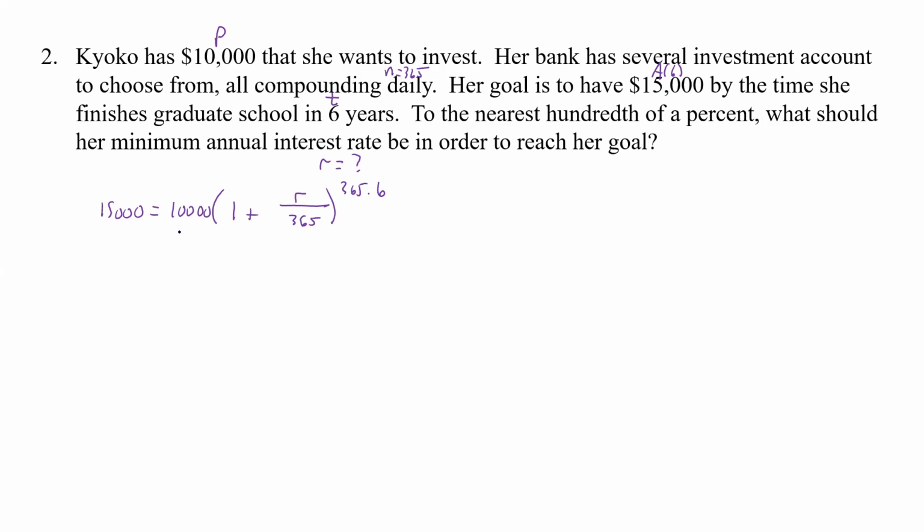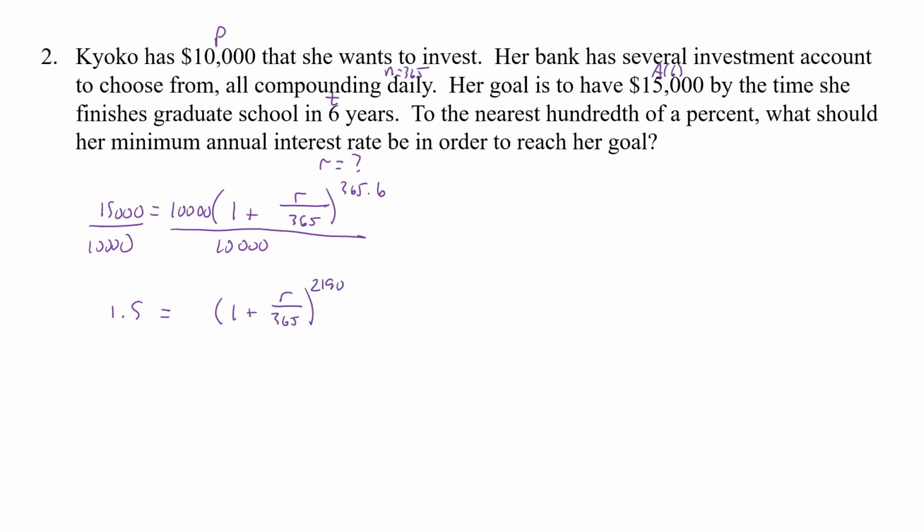All right, so what do we do? Well, we're going to divide first by 10,000. Okay, so we'll divide that by 10,000. And so if we do that, it looks like 1.5 is equal to 1 plus r over 365 to the 365 times 6. And I'm not going to go clear to my calculator to do that. I'm just going to do it by hand here. So 365 times 6, 2190. Okay, so that's 2190.